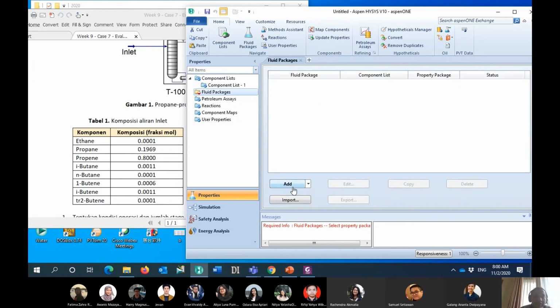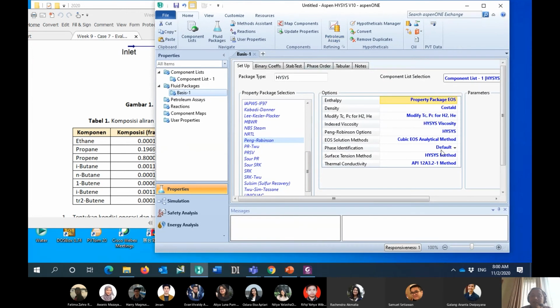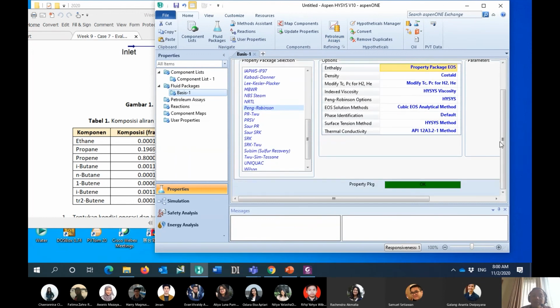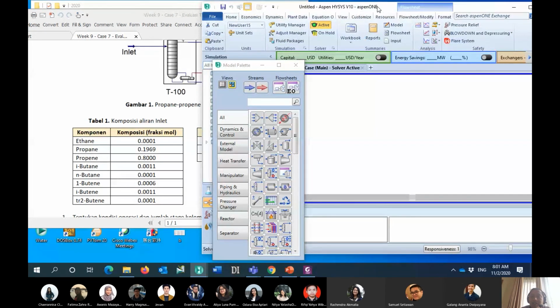For the fluid package, I will add Peng-Robinson. Following the suggestion from HYSYS, if we use hydrocarbons, Peng-Robinson and Soave-Redlich-Kwong will be the best options. I don't have a reaction because in this case I just want to separate the components, so I will go directly to the simulation.